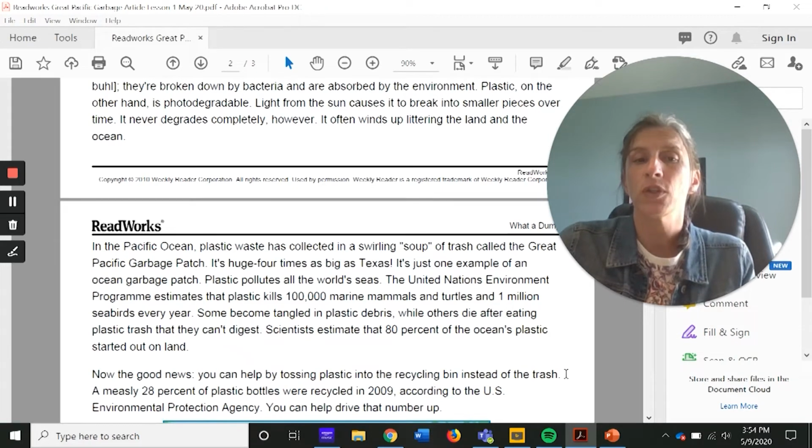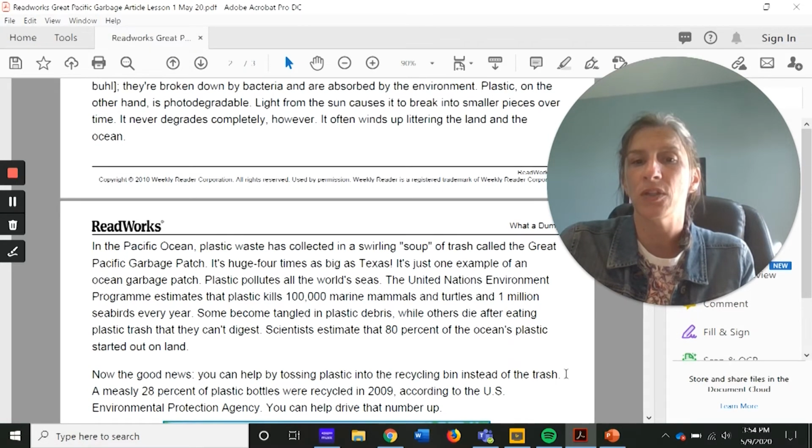Now the good news. You can help by tossing plastic into the recycling bin instead of the trash. A measly 28% of plastic bottles were recycled in 2009, according to the U.S. Environmental Protection Agency. You can help drive those numbers up.